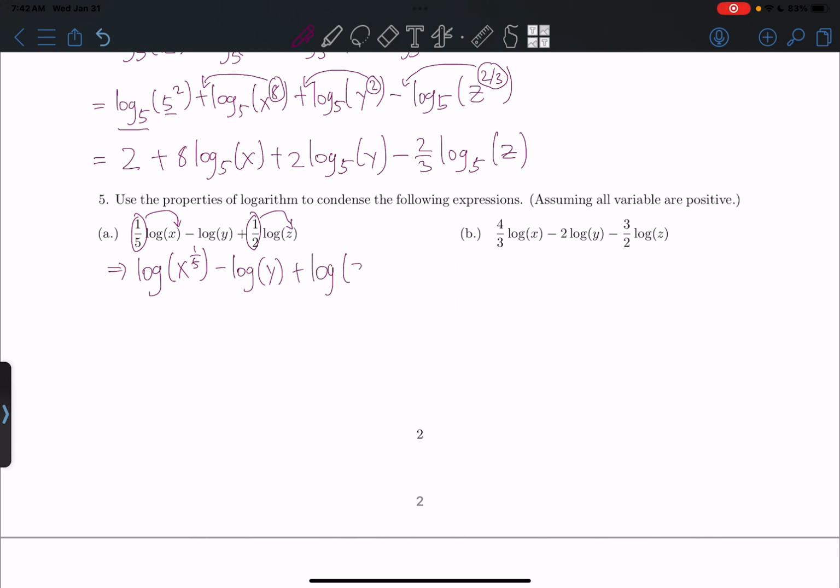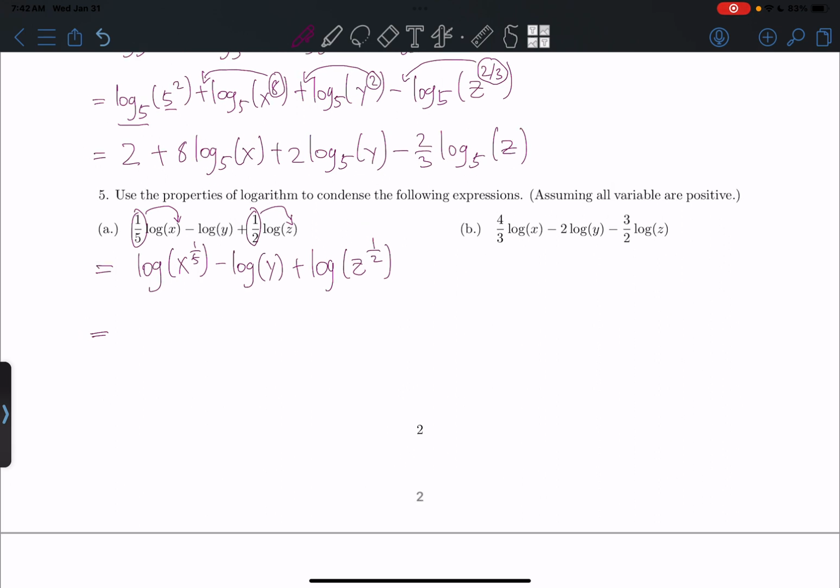So plus log of d to the 1/2 power. And the next step, the logarithm turns a subtraction into division on the inside. So I have log of x to the 1/5 power all over y plus log of d to the 1/2 power. By the way, if you want, you can definitely rewrite that as a radical. Actually, maybe I'll do that at the end here.